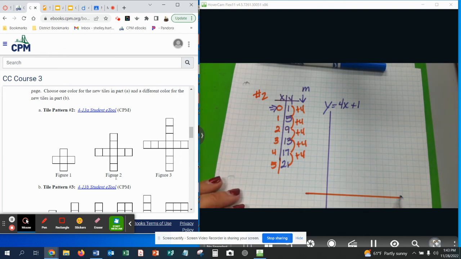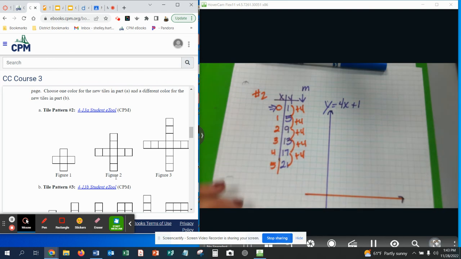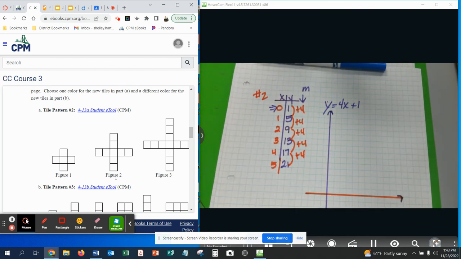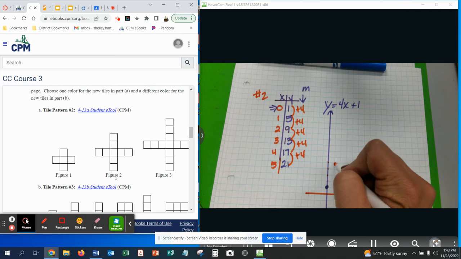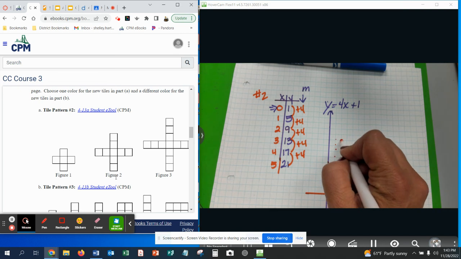Oh, it's a multicolored graph. Where am I going to start? Mia. Where do I start? Yes. And then I'm going to go up 4. 1, 2, 3, 4, and over 1. Right, Mia? That's where you want to go? Perfect. Me too. 1, 2, 3, 4, and over 1.